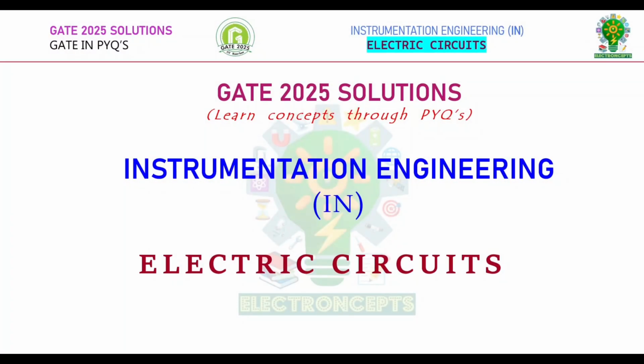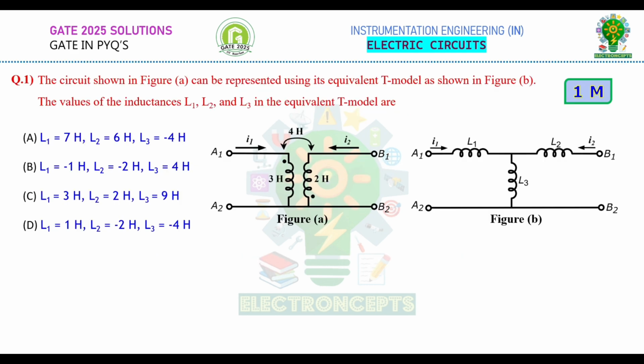In this video, we are going to discuss GATE 2025 questions from the Instrumentation Engineering paper from the subject Electric Circuits. Question number 1. This is a GATE 1 mark question. The circuit shown in figure A can be represented using its equivalent T model as shown in figure B. The value of the inductances in the equivalent T model are.